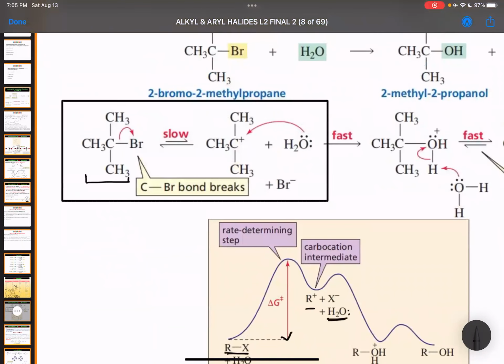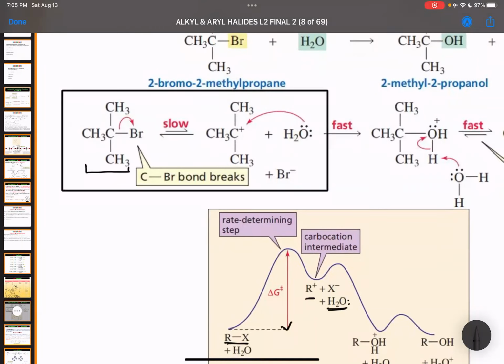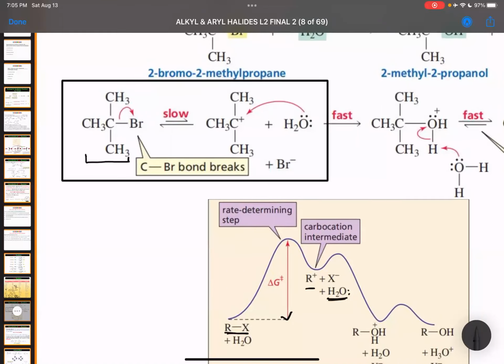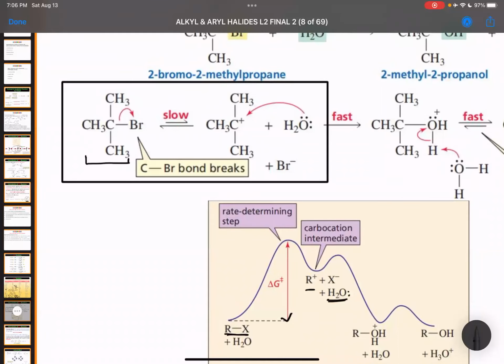In SN2 there were two species involved, so the rate depended upon the concentration of both species. If you increase the concentration of both, the speed of the reaction is going to increase, because more concentration means more collisions, and they collide more frequently. You can increase the rate by increasing the concentration of the nucleophile, or of the substrate, or both. That's what we have seen. So the rate was K times the concentration of substrate times the concentration of nucleophile.